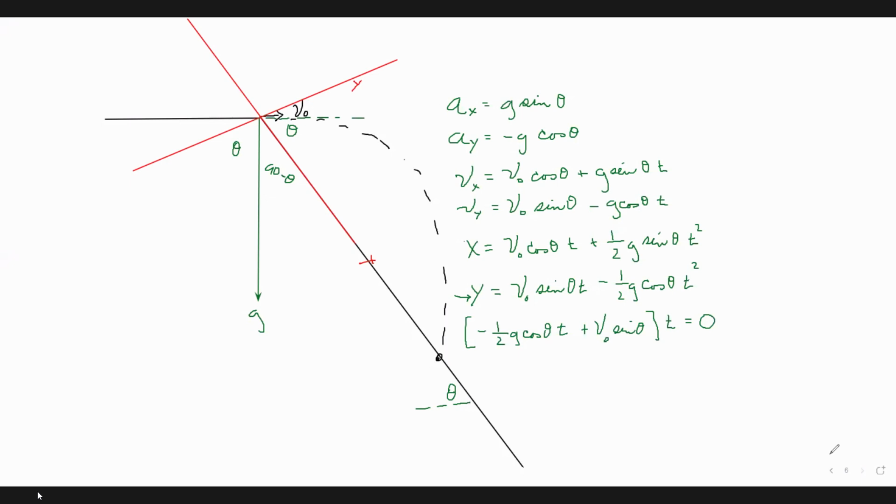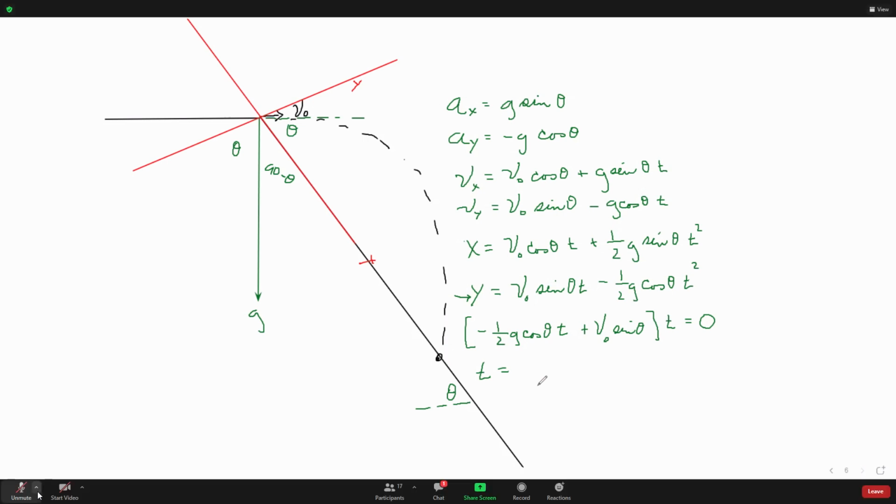Andreas, give me one of the solutions for t for this equation right here. Give me the easy one. 0. Yes. So this factor times this factor equals 0. That means one of these two factors must be 0.